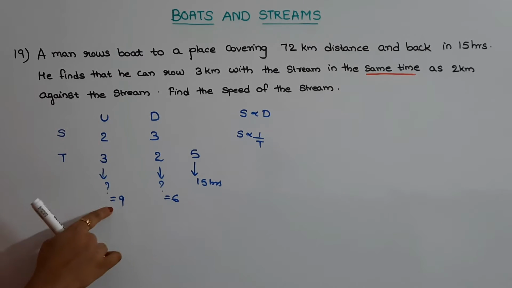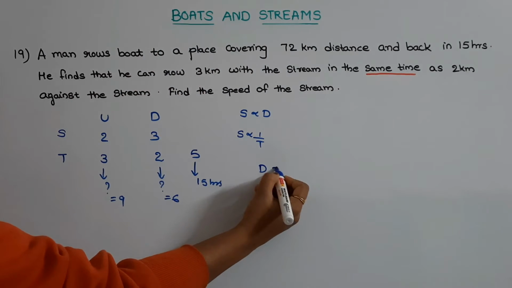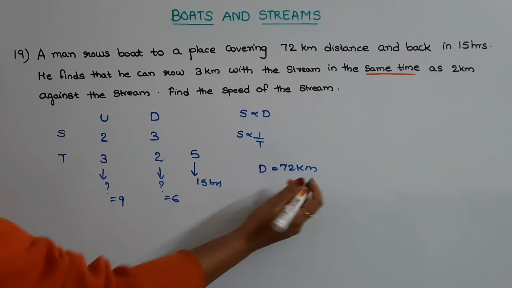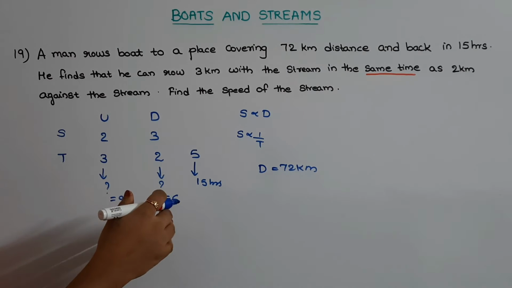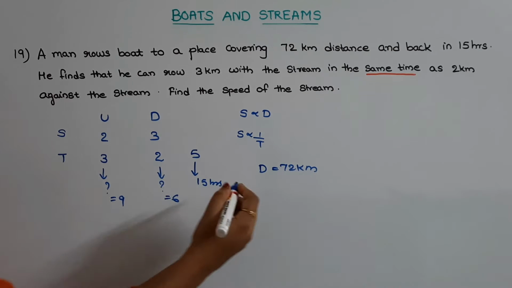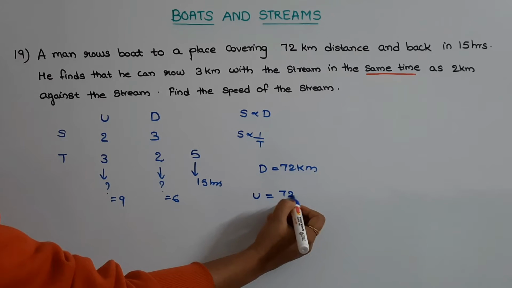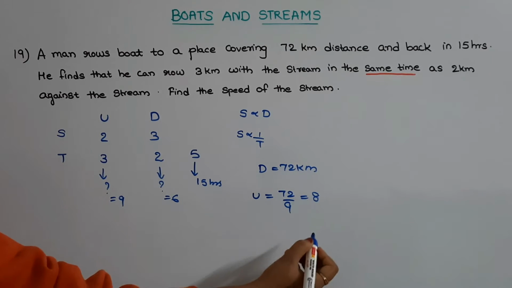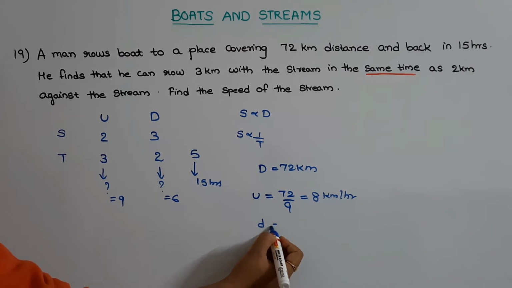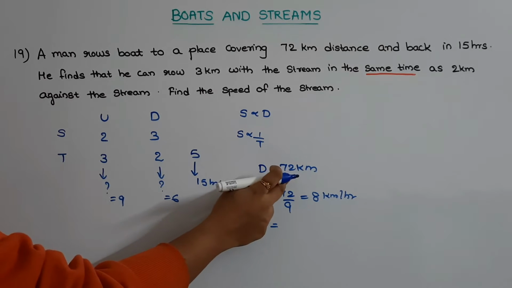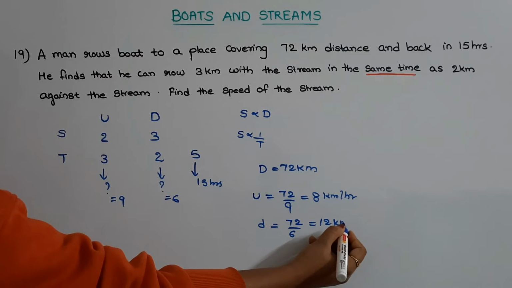Now we have the upstream time as well as the downstream time. Upstream distance and the downstream distance is given as 72 km. Now with the help of this distance and this time, we can find out the upstream speed as well as the downstream speed. So upstream speed will be equal to distance by upstream time, that is 72 by 9. That will be equal to 8 km per hour. Now the downstream speed will be equal to 72 divided by 6. That will be equal to 12 km per hour.